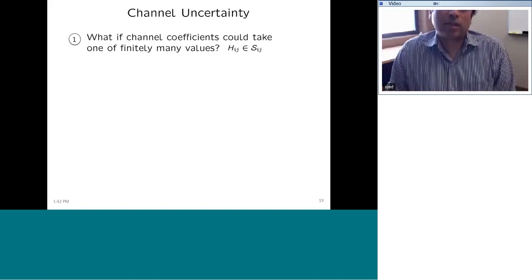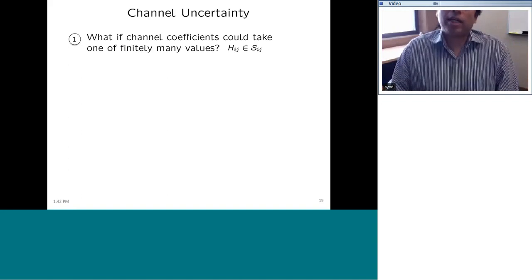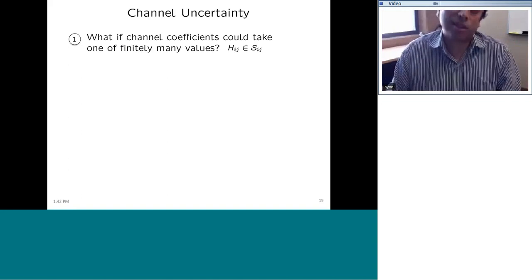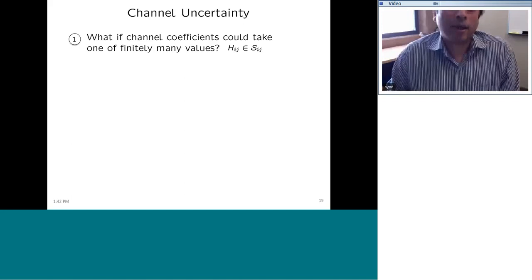The first model for channel uncertainty that was considered was something called a compound channel. In this model, what you assume is that for each channel coefficient, the transmitter does not know exactly what its value is, but it knows that it is one of these values which are in a set. So consider a set which has finitely many values. The transmitter knows that the value of this channel coefficient will be one of these finite values, but it doesn't know exactly which one. So that's a compound setting.